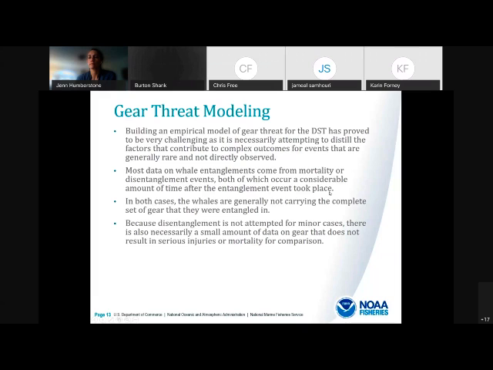So you're not witnessing the entanglement. You usually can't trace it back to where it originally occurred or what the original gear configuration was. And generally, they're not carrying a complete set of gear, so you don't know what they originally encountered. And a lot of this data that we have is coming from disentanglement, and they don't disentangle minor entanglements. So you only get data on what major entanglements are. You don't get a sense of what less dangerous gear looks like.